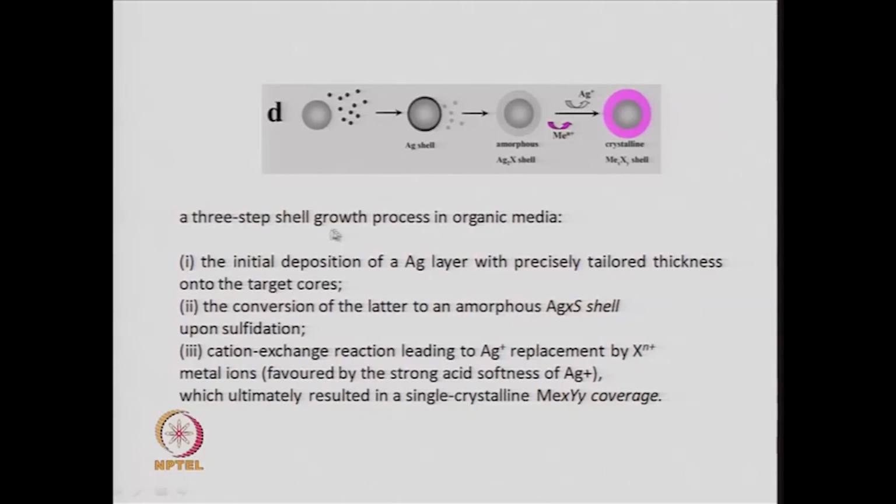So, you can have a 3-step shell growth process in organic media, the way it has been explained, using first a silver shell which forms, then an amorphous silver sulphide shell on sulphidation, and then you can remove the silver ion and exchange the cation, and then you get a different shell with this sulphide on top of it. So, this kind of 3-step shell growth process is possible in organic medium.